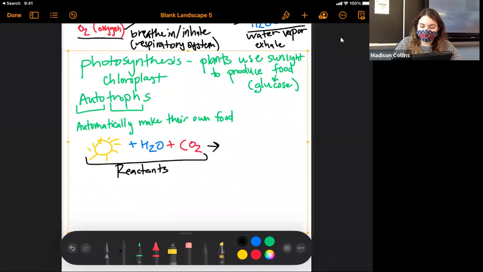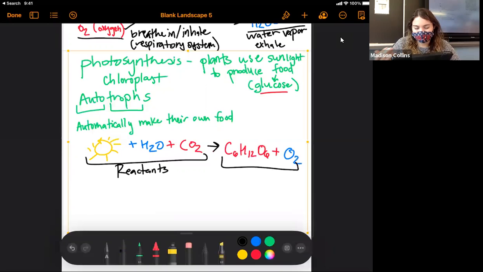And those 3 reactants are going to go into the chloroplast to produce 2 things. The first thing being that food, right? They need to be able to produce glucose, so C6H12O6. And they also do something special, and that is that they produce oxygen. So these 2 compounds are the products of this reaction. So this is what is produced.